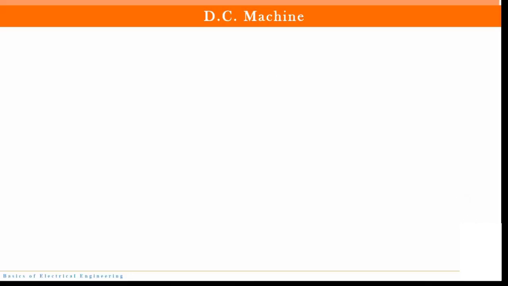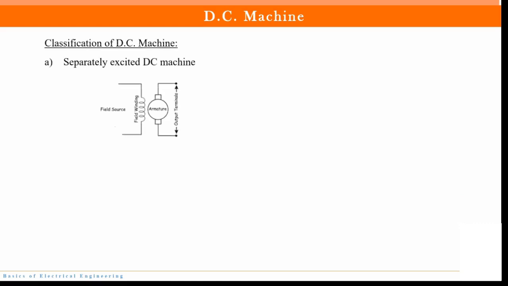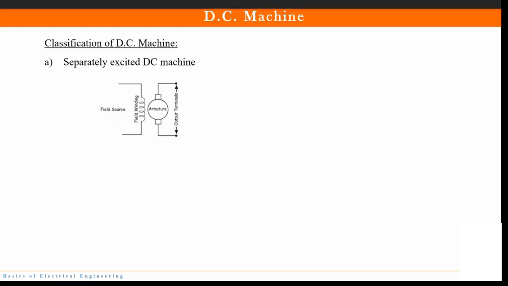To start with, let us understand the classification of DC machine first. Basically, a DC machine can be either a DC generator or a DC motor, both. We have already seen what a DC generator is and how it acts. After this classification, we are going to understand the working of a DC motor also. First, let us understand how these machines are classified.